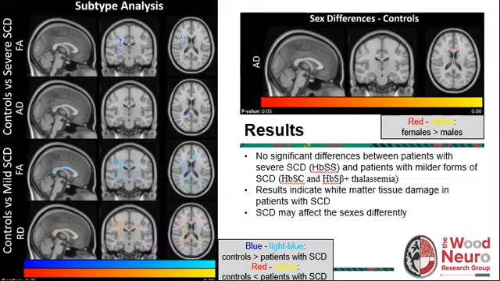Results indicate decreased FA and AD values in patients with severe sickle cell disease compared to healthy controls, and decreased FA and increased RD in patients with mild sickle cell disease compared to controls. Comparison of sexes found that AD was lower in healthy males compared to healthy females, but found no significant differences in patients with sickle cell disease. This may indicate that sickle cell disease affects the sexes differently.